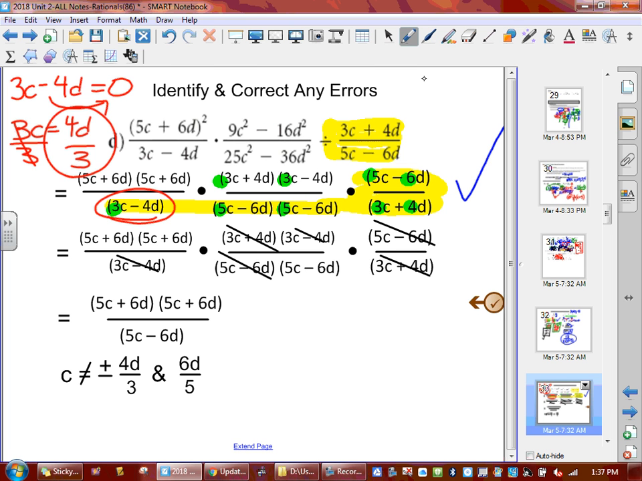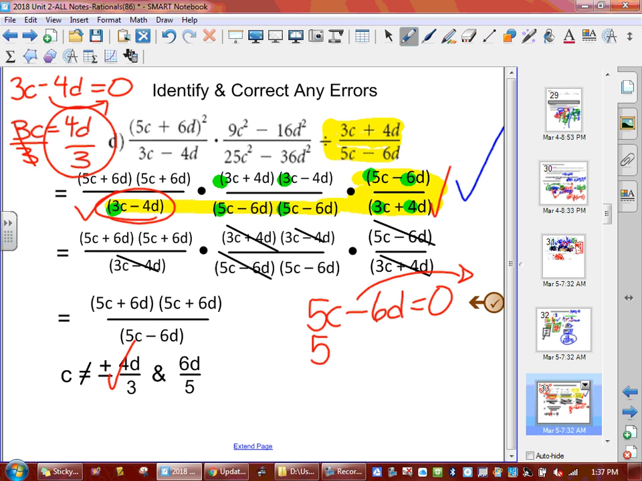Okay? Now let's look at the other ones with the 5s and 6s. They all have negative signs in the middle. So if they all have negative signs in the middle, their answer will be a positive. So it's going to be 5C subtract 6D equals 0, and now solve for C. 6D goes over. Okay. Now we divide out the 5. So we get 6D over 5. Do they have the right one? Yes, they do. So they got the non-permissibles correct.